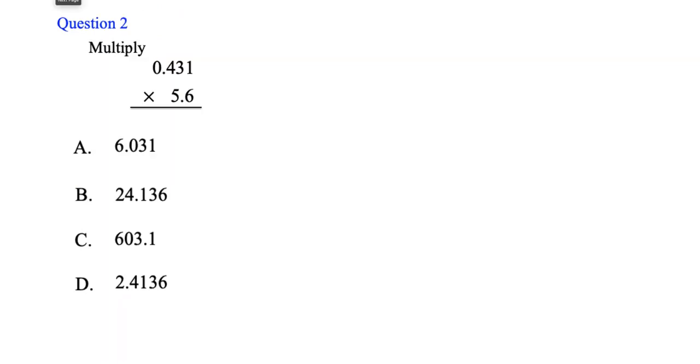It says to multiply 0.431 times 5.6. Well, I'm going to show you some test-taking strategies here as well. Let's say we had this problem, a simpler problem. 21 times 6 instead. Let's say we wanted to do this one.